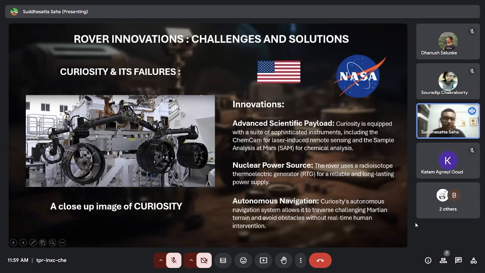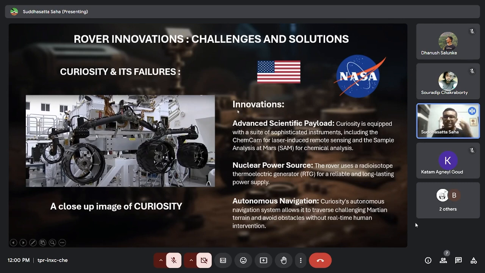So this is a close-up image of the Curiosity rover. As you can see, these are the intricate details which are put into the wheels. These are the thread patterns which have this load bearing aspect. And then there is this rocker bogie system which you can see close up, and this is the body, and this is how it is. It is this big. It is way bigger than Pragyan, and it is very heavy. So Curiosity has a boatload of innovations, and I would like to discuss a few.